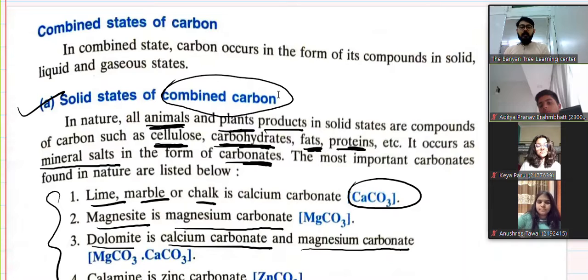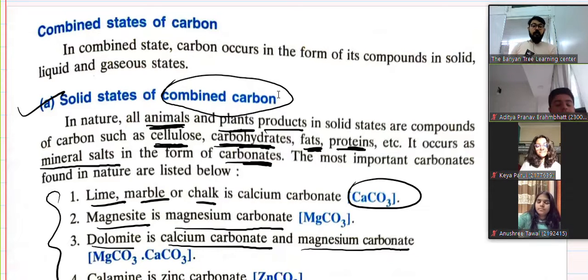In the combined state, carbon can occur in solid, liquid or gaseous state. In nature, all the animal and plant products in solid states are carbon compounds, such as cellulose, the fruits you eat, vegetables, the leaves, the seeds, the nuts, the roots, everything. They are all carbon compounds. Carbohydrates, fats and proteins, which are the major components of your diet, are also carbon compounds.